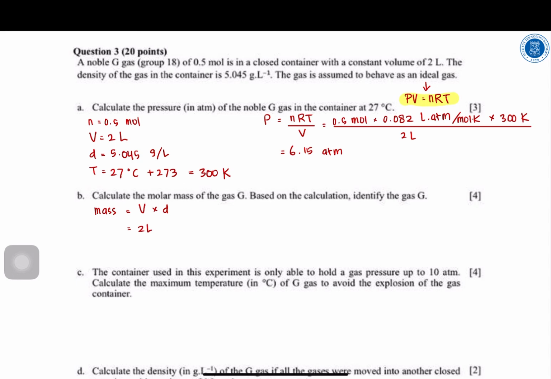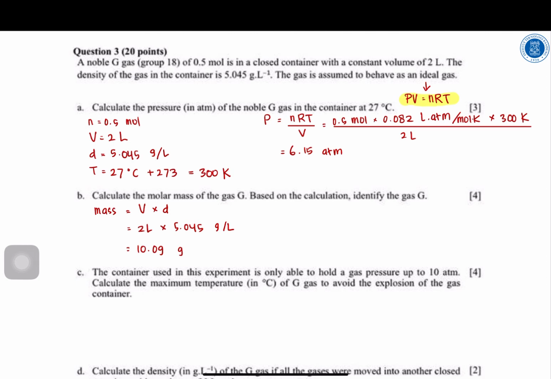And then we have the volume of 2 liter because the volume is constant. And then the density is around 5.045 gram per liter. So you see that from the multiplication of the units, liter and gram per liter, we will end up with gram as the unit of mass. So the result is around 10.09 grams. This is the mass of the gas G.